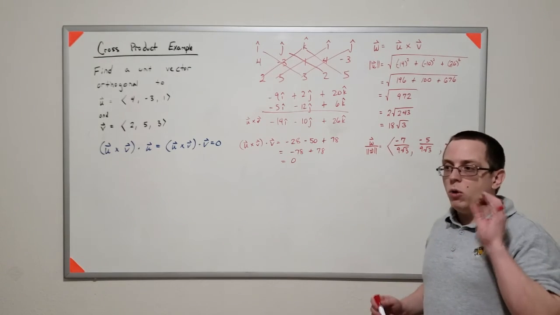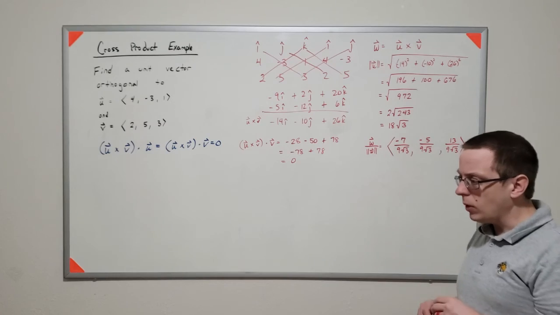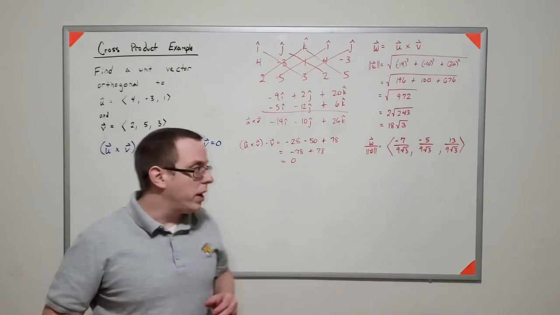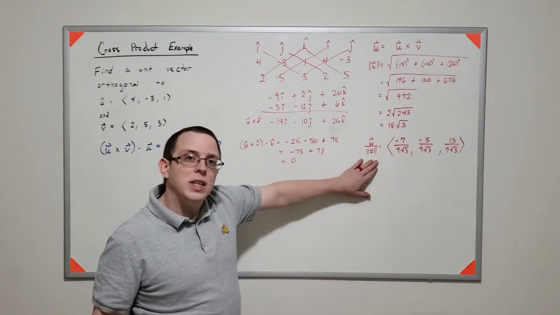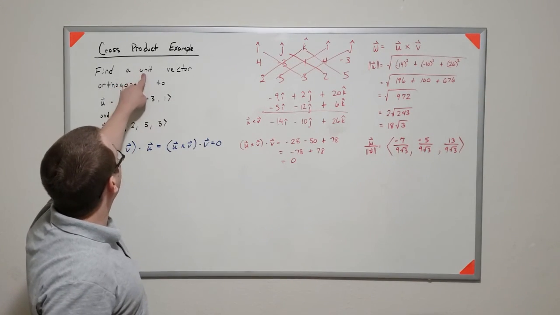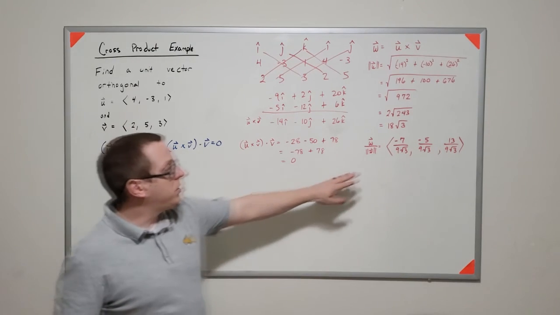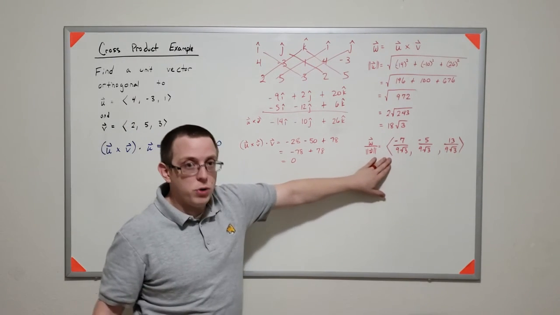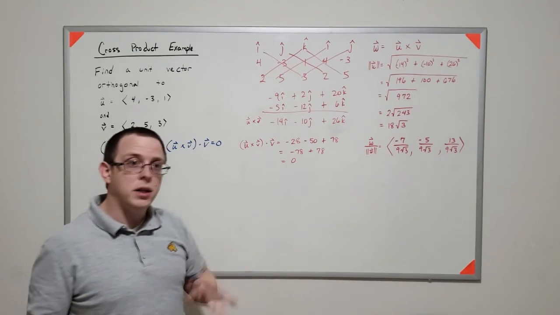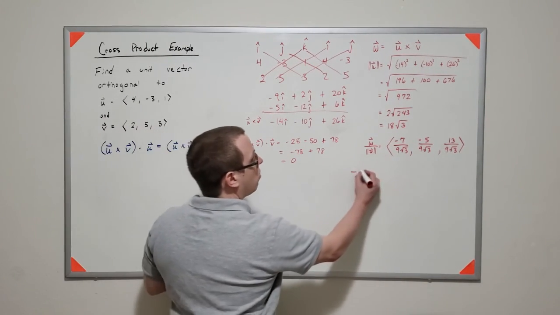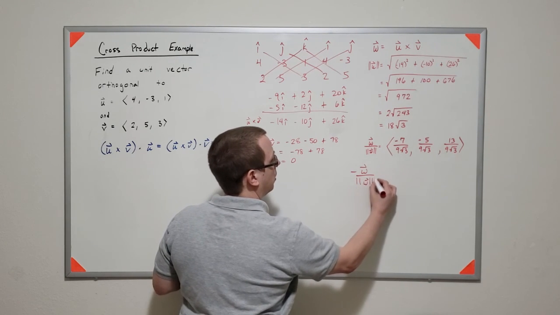Now, I want to make an important point here, which is that, let me get out of the way of that unit vector in case you can't see. This is not the only answer to this problem. It's a unit vector that's orthogonal. So this vector is both a unit vector and orthogonal to both of those. But so would its negation be.